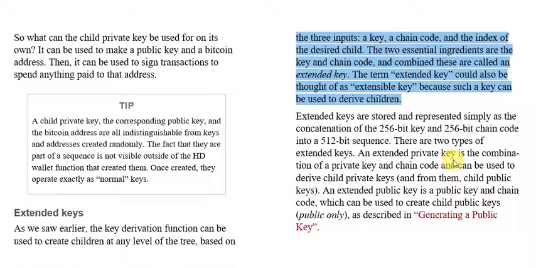An extended private key is the combination of a private key and chain code and can be used to derive child private keys, and from them, child public keys. An extended public key is a public key and chain code, which can be used to create child public keys, public only, as described in generating a public key.